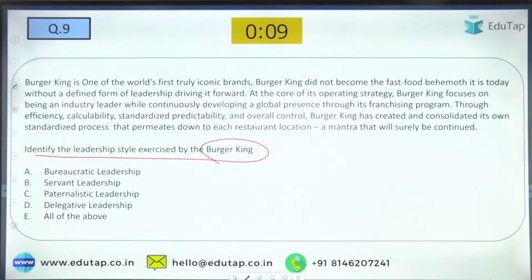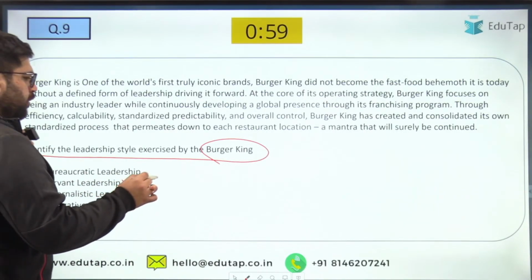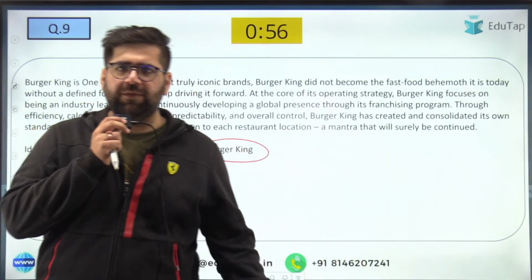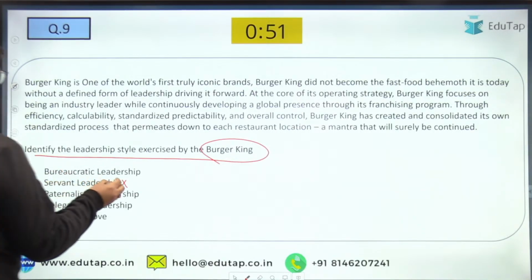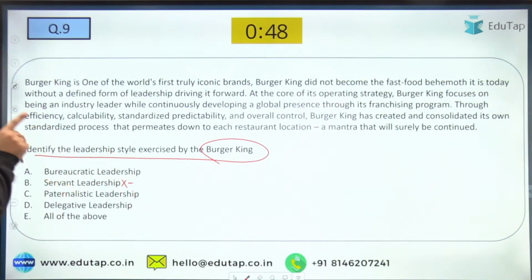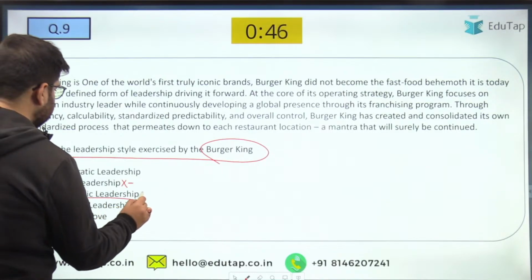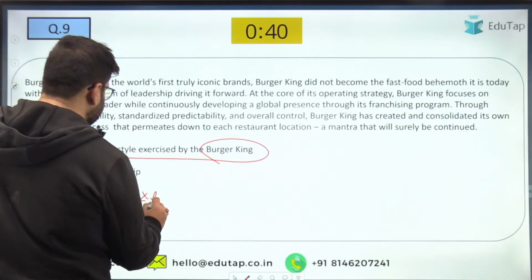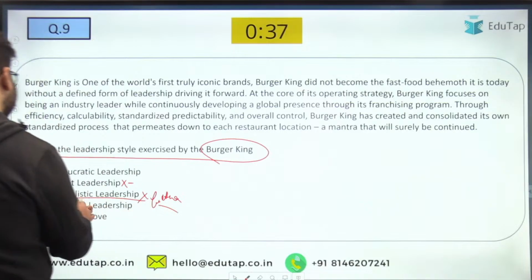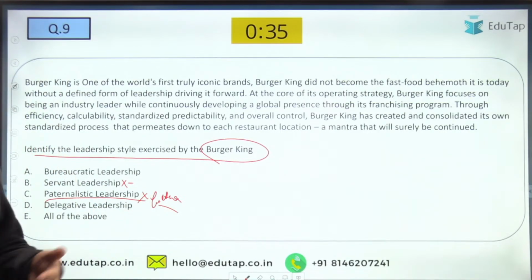See, in such questions, if you are not able to get the direct answer, it's better to use the elimination method. Servant cannot be your answer, so option B will be eliminated, because in servant leadership style you are contributing to society. You are basically a servant of your entire company. So you turn the pyramid upside down; this leadership was given by Robert Greenleaf. Paternalistic cannot be your answer, because under paternalistic also you have a father figure in your company. Like EduTap has the ideology of paternalistic leadership, because the founders are basically like fathers of this particular organization.